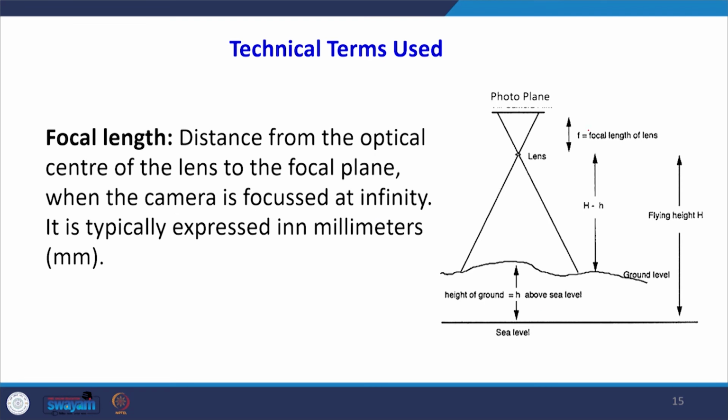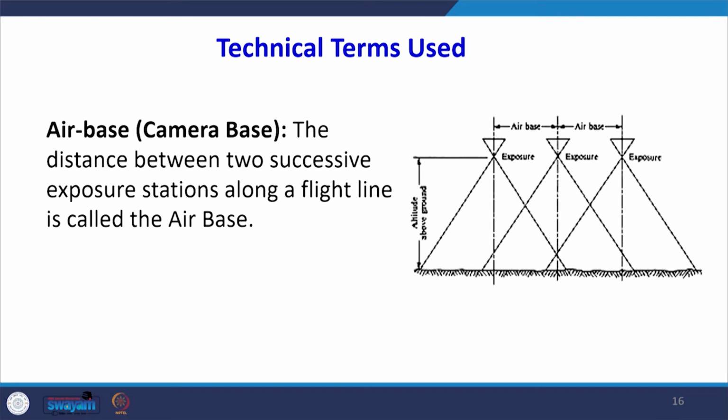Focal length of the camera lens, although it is supplied by the manufacturer when you are procuring the camera, how do you define it? It is the distance from the optical center of the lens to the focal plane. Here letter F is written for the focal length of the lens; this is the lens and this is the focal distance. This is known as F when the camera is focused at infinity. This is a small value, which we indicate in millimeters.